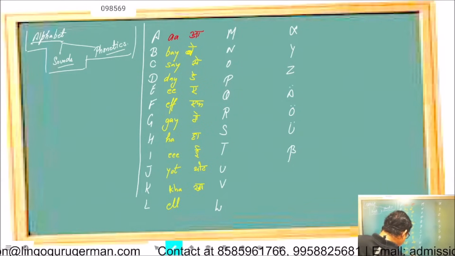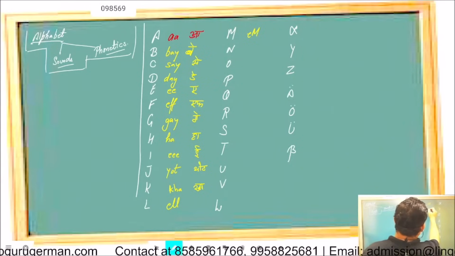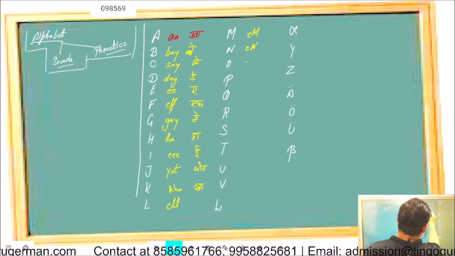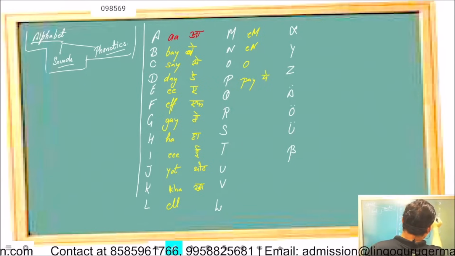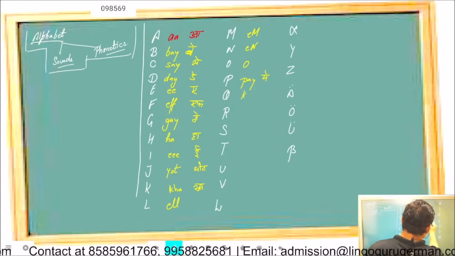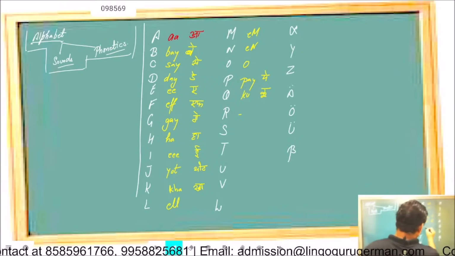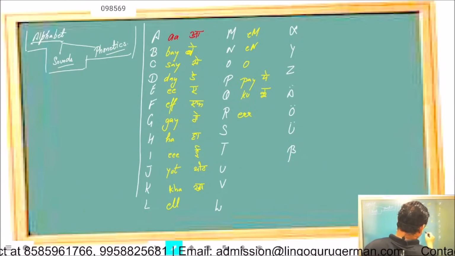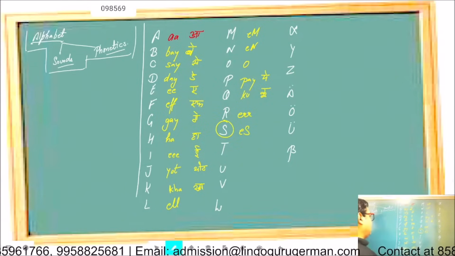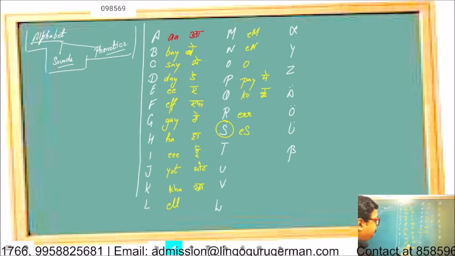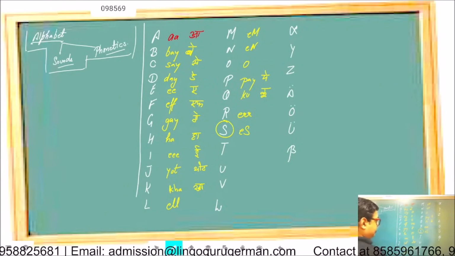L. L. Same sound in English, M. N. O. Same as in English. Now this is pay. Coo. R. S. I'm just encircling this consonant because it has three sounds which are very important when we pronounce words.